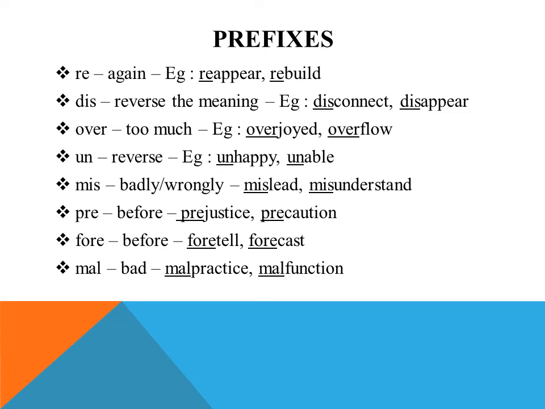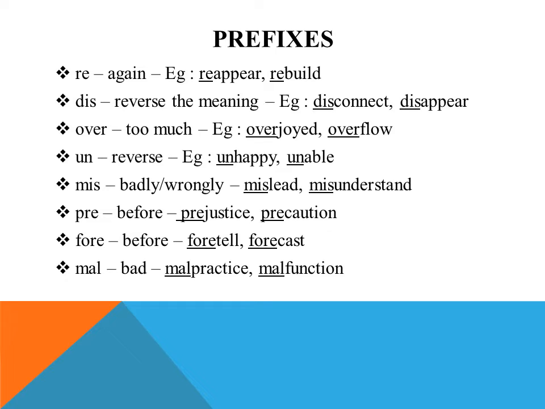I am going to explain some commonly used prefix words in the slide. The first word we are going to see here is re. Re means again. For example, reappear, rebuild. So whenever you are going to represent an action again, you can use the prefix re. The next word is dis. This means it reverses the meaning or represents the opposite meaning. For example, disconnect the call or disappear.